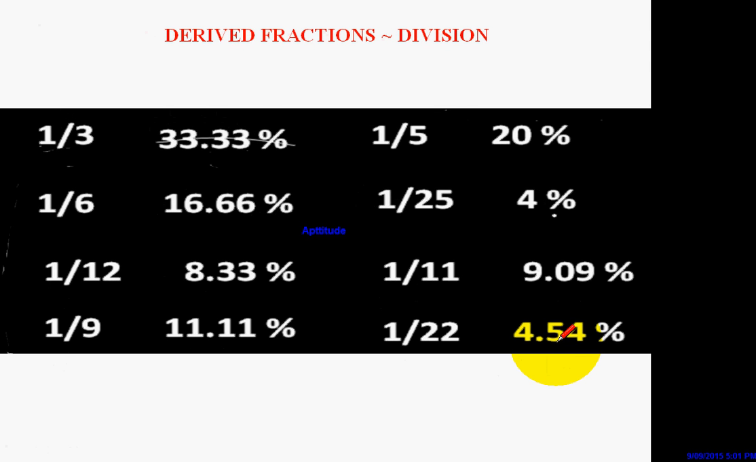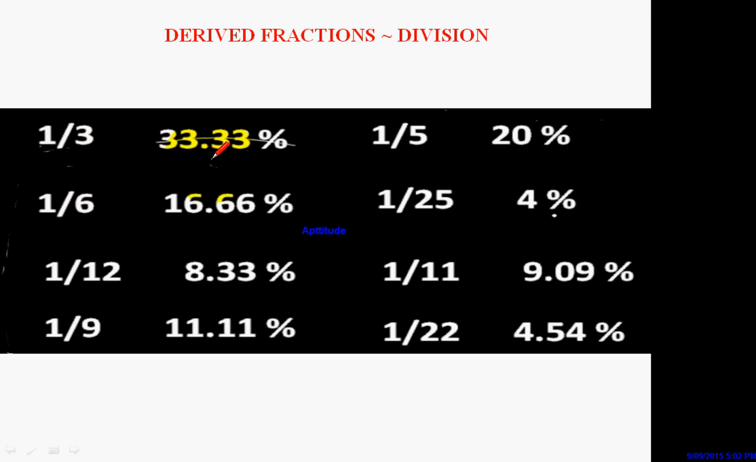And now derived fractions by division. If the value of 1 by 3 is 33.33, then what is the value of 1 by 6? If we know the value of 1 by 3, definitely we can calculate the value of 1 by 6, because 1 by 6 can be obtained by dividing 1 by 3 by 2, that is 1 by 3 into 1 by 2, which is 1 by 6. So divide this fraction by 2 and you get the value for 1 by 6.